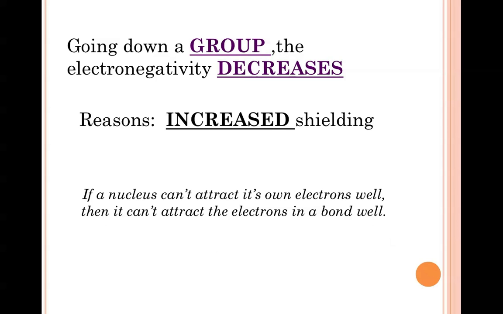So the smaller atoms, which are pulling in their electrons better, are then able to attract electrons in a bond better. As you go down a group, the electronegativity values are going to decrease, and this is because of shielding. If the nucleus can't attract its own electrons well, because of all of those kernel electrons interfering, then it's not going to be able to attract the electrons in a bond well.